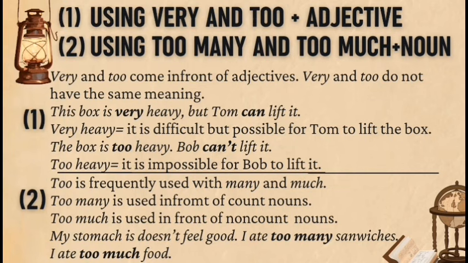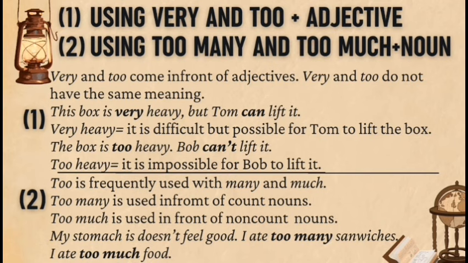Using very and too plus adjective, and using too many and too much plus noun. Very and too come in front of adjectives. Very and too do not have the same meaning. For example, this box is very heavy, but Tom can lift it. Very heavy means it is difficult but possible for Tom to lift the box.